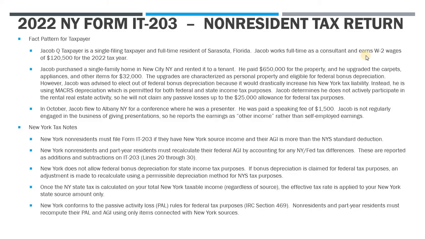He works full-time as a consultant, and his W-2 earnings for the year were $120,500. Now, for the New York source pieces, it's these two bullet points here. So first, Jacob purchased a single-family home in New City, New York, and rented it out to a tenant. He paid $650 for the property and upgraded some of the items inside for $32,000. Now these upgrades can be characterized as personal property, right? So you're eligible for bonus depreciation on those items.